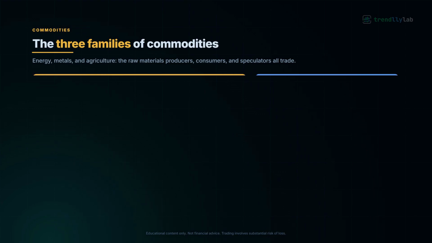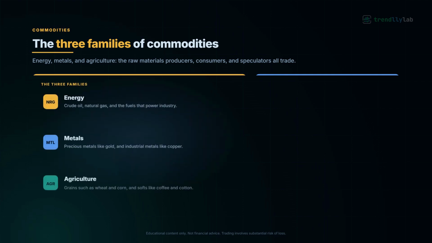The three families of commodities. Here they are. Energy covers crude oil, natural gas, and the fuels that power industry. Metals covers precious metals like gold and industrial metals like copper. And agriculture covers grains such as wheat and corn, and softs like coffee and cotton.